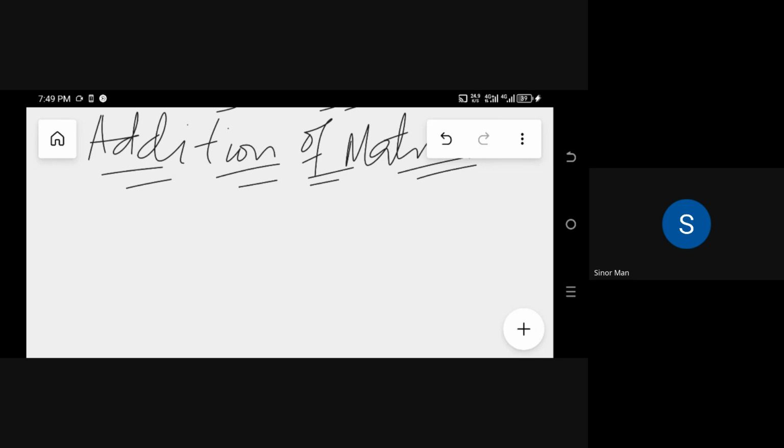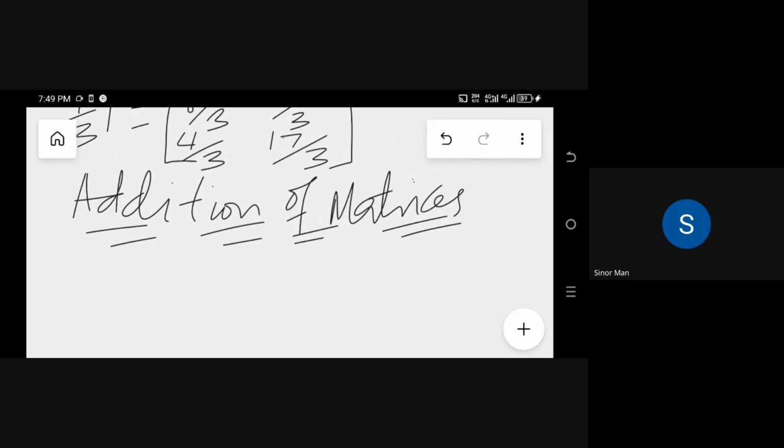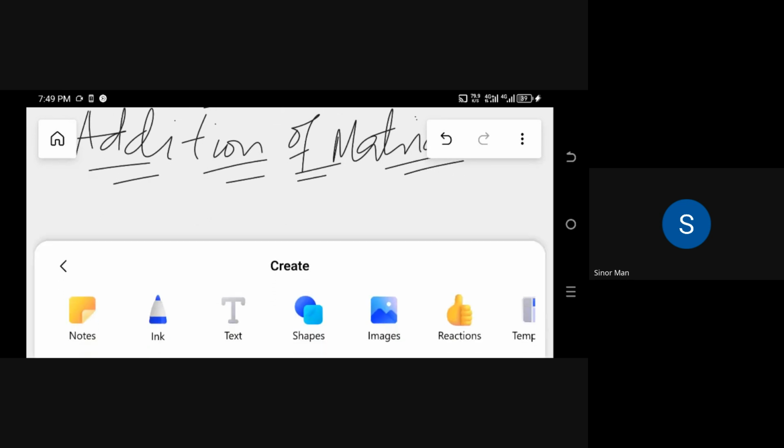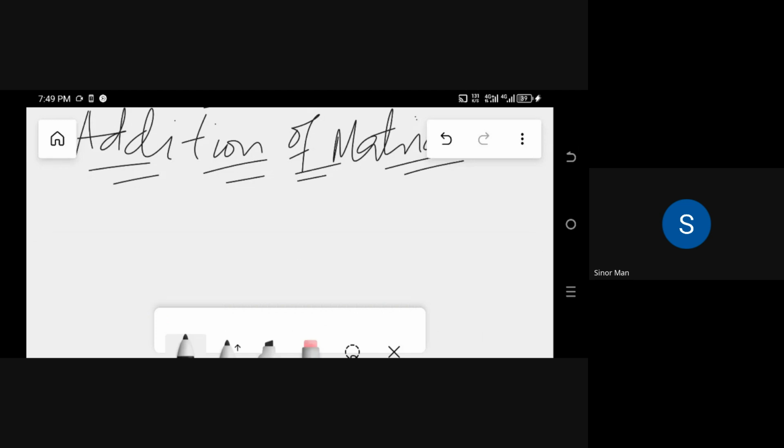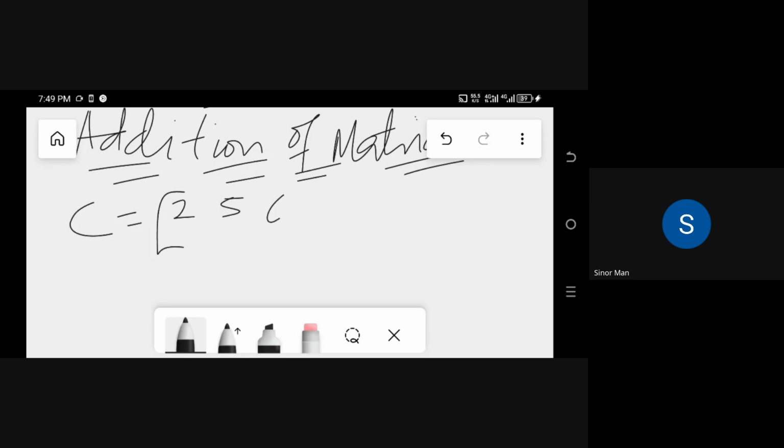I forgot. All right. So we're now looking at addition of matrices. Let's say that we have two matrices. Let's say matrix C is equal to 2, 5, 6, 0, 1, 3.